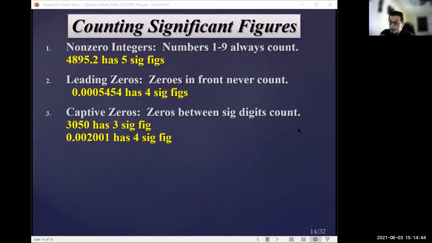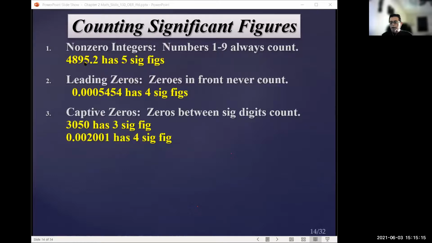Now, when it comes to multiplying and dividing, and right now I'm just talking about multiplying and dividing, if I were to multiply 3050 with the bottom number 0.002001, my answer should have no more than 3 sig figs, because the 3050, with 3 sig figs, is the least accurate number, as the least number of significant figures. Okay, you see how that is working?